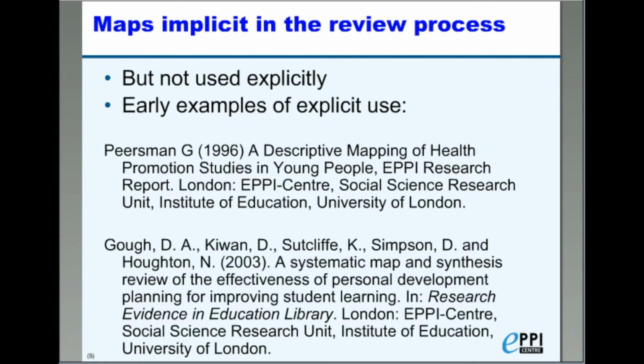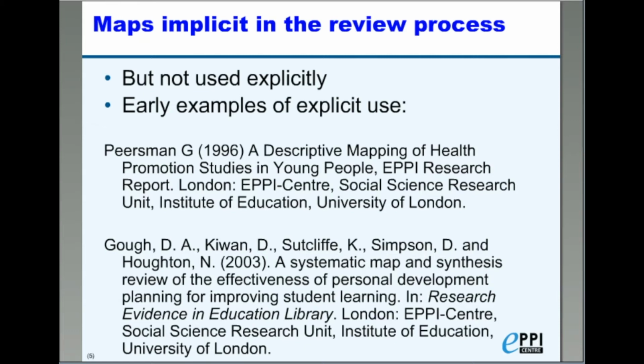So if you're doing a systematic review and you're describing the studies in your review in just a very simple way, just the names of the authors and where the studies were published, that in a way is producing a simple map of the studies. But you may not even be aware that you're doing it. It's kind of implicit in the process that you tell people what your studies are.